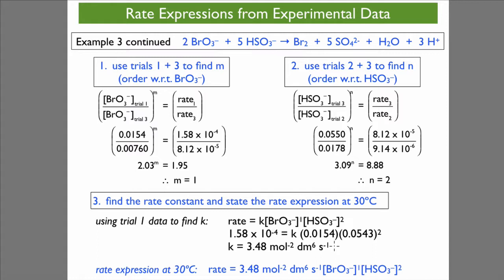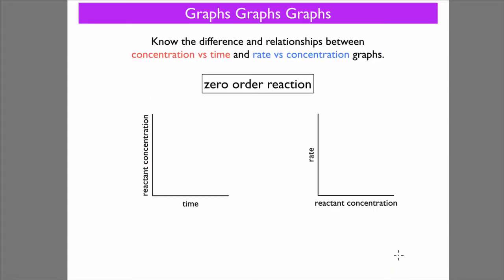So the rate constant at 30 degrees would be 3.48 mol^-2 dm^6 s^-1, and that's with BrO3 minus first order and HSO3 minus second order. You've got to know the difference in relationships between concentration versus time and rate versus concentration graphs.